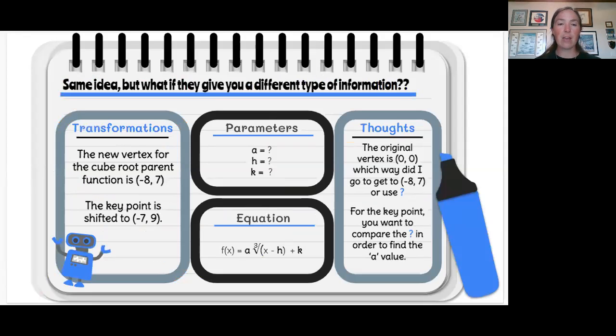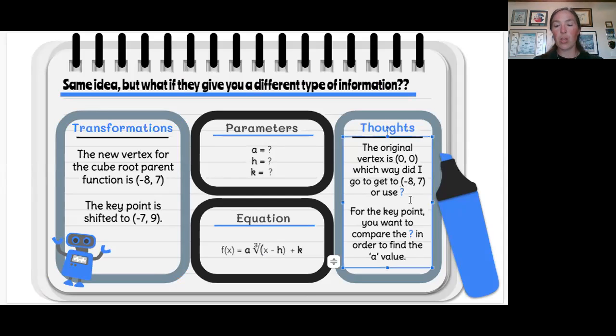All right, so what if they give us the information in a different way? Now notice it says that our transformations say that the new vertex for the cube root parent function is -8, 7, and the key point was shifted to -7, 9. Well, what would be our thought process? If you notice off to the side, it says the original vertex is 0, 0. And it's not really the vertex, it's the inflection point, but we get the idea. The original starting point is 0, 0. Which way would you go to get to -8, 7?